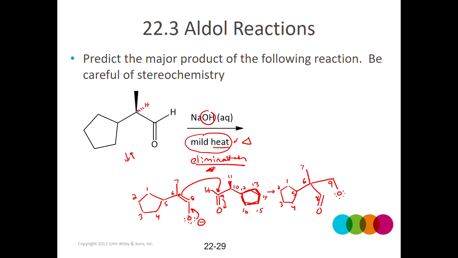9 is bonded to 10, which is bonded to 11. And then the other ring, 12, 13, 14, 15, 16.